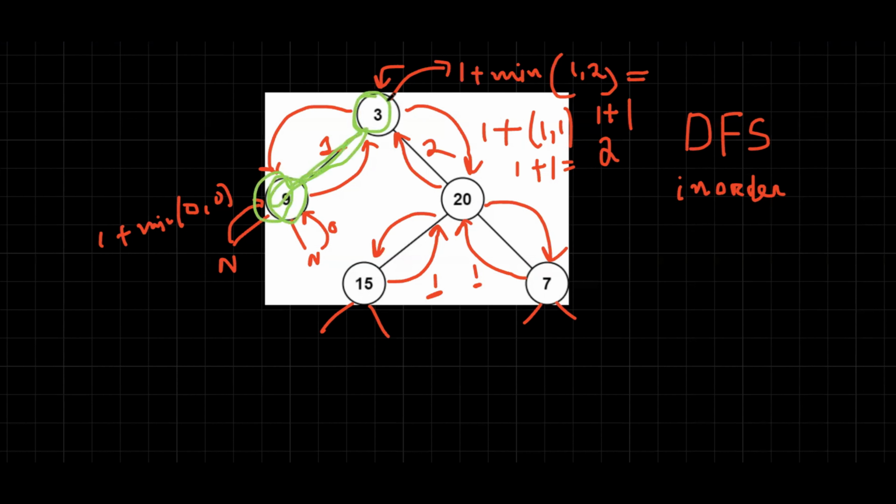Because for the root node 3 and the leaf node 9, this path 3 to 9 has the minimum number of nodes, which is 3 and 9. So here the output will be 2. And this is how we're going to solve this problem by using the depth first search and in-order traversal. I hope you understood the algorithm. Now let's move on to the code.